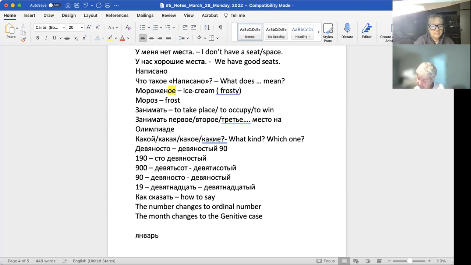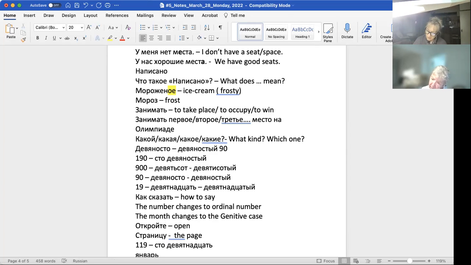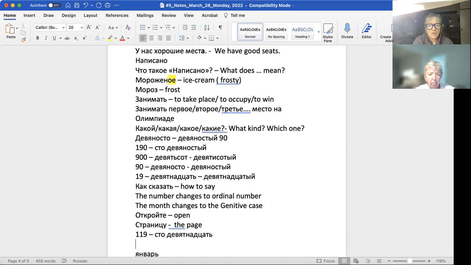Откройте, for example, откройте, open. Страницу, the page. And then I would say 119, right? So when you, of course, 119, I should have put it into the ordinal number, right? But if this number is at the end of the sentence, like in English, open page 119, then you don't have to change 119 to the ordinal number, right?